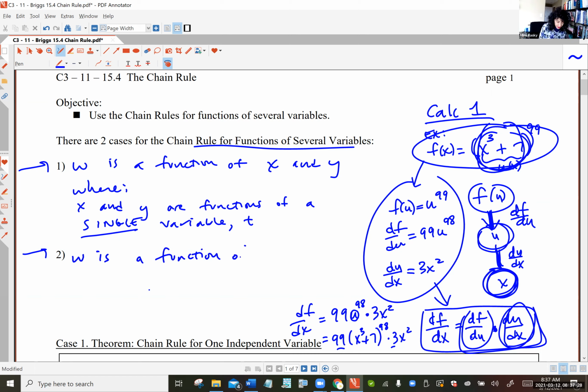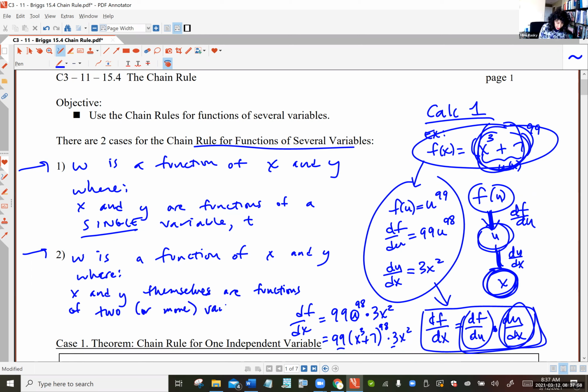where this is going to be the difference here. This is a little bit more complicated than the first case. x and y themselves are functions of two variables. And it might even be more than two, I'm just being kind of simplistic here. x and y are functions of two, and I'll put in parentheses, or more, it doesn't have to be two, variables, say u and v.